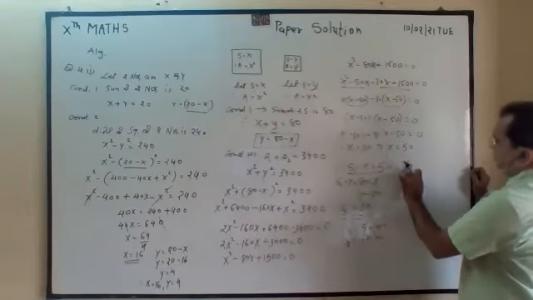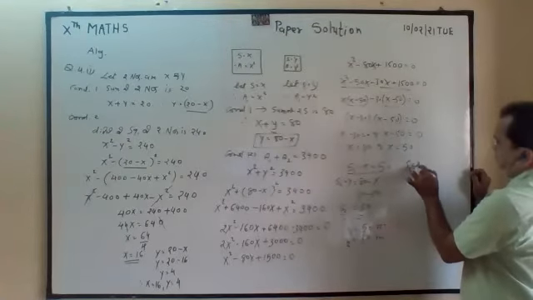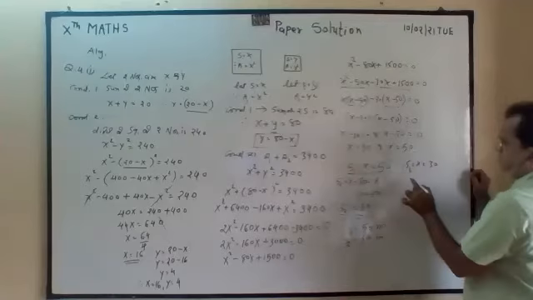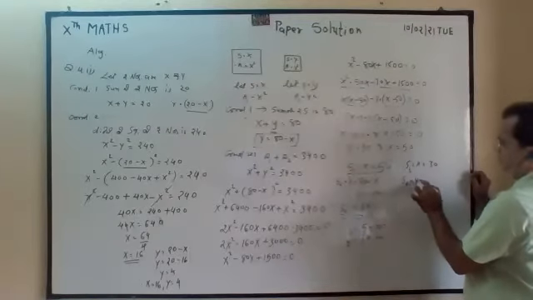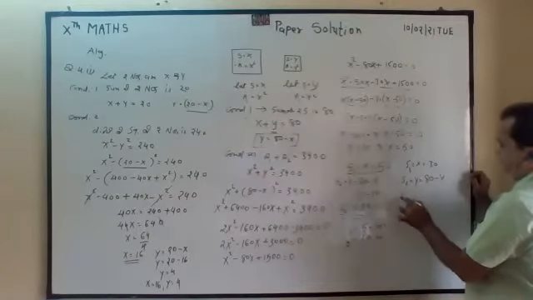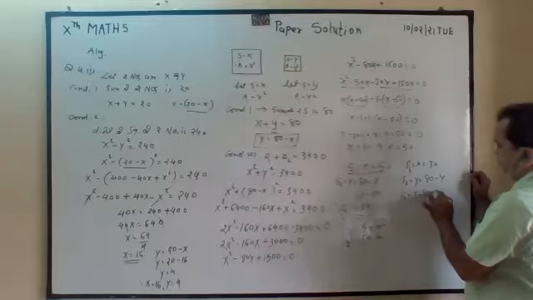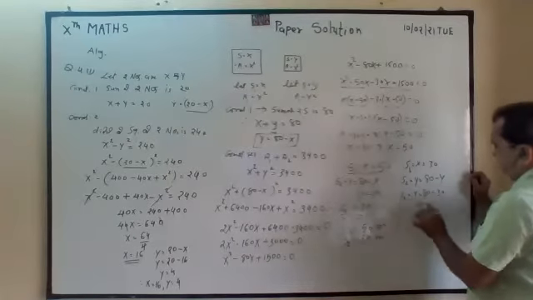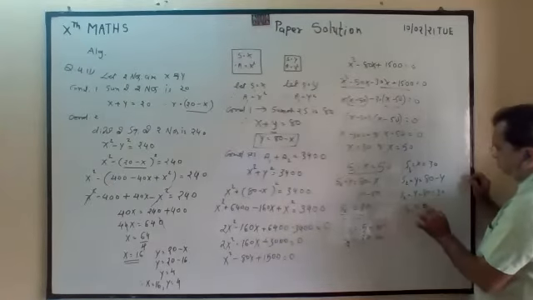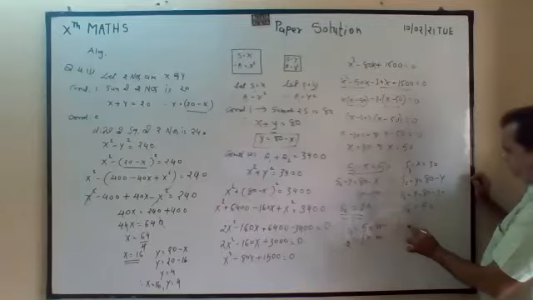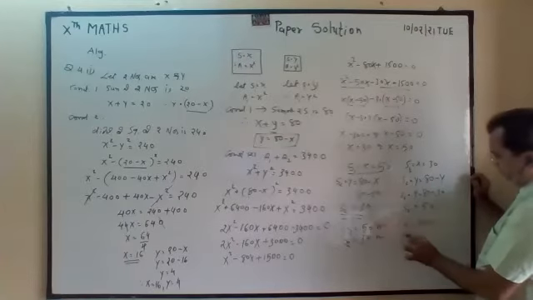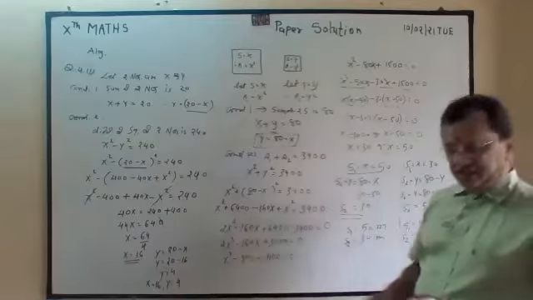If you will take this, so S2 is equal to y is equal to 80 minus y. So S2 is equal to y is equal to 80 minus 30. So S2 is equal to 50, like that. So here you will get S1 is equal to 30 meter, S2 is equal to 50 meter. Both the answers are correct.